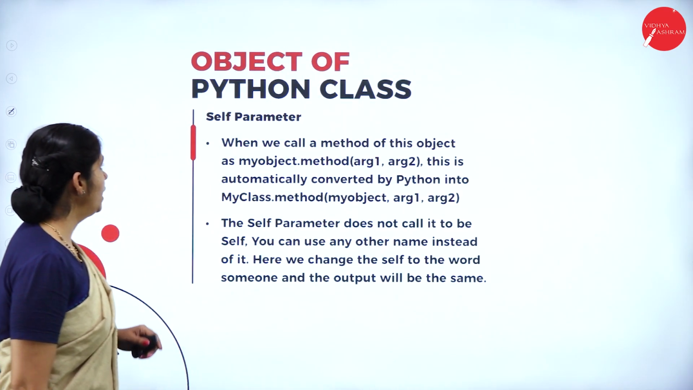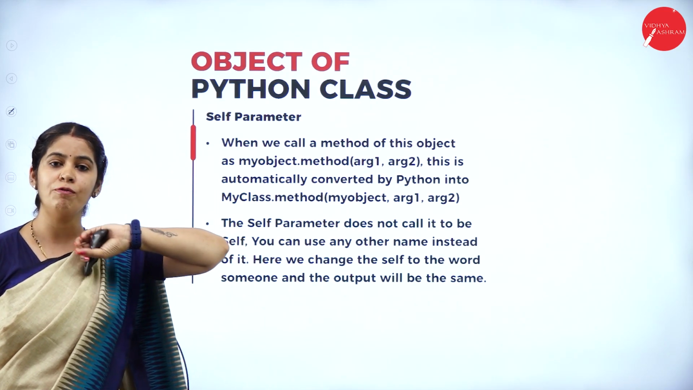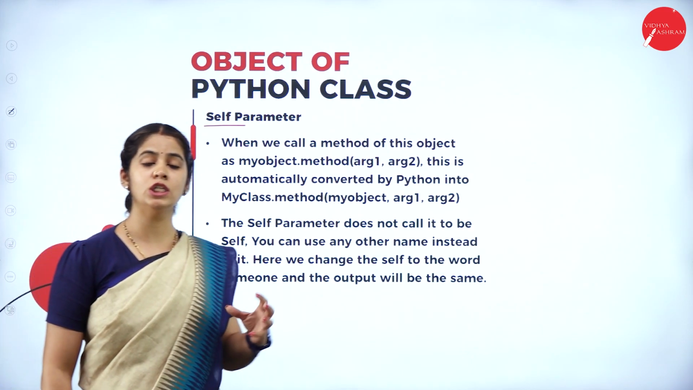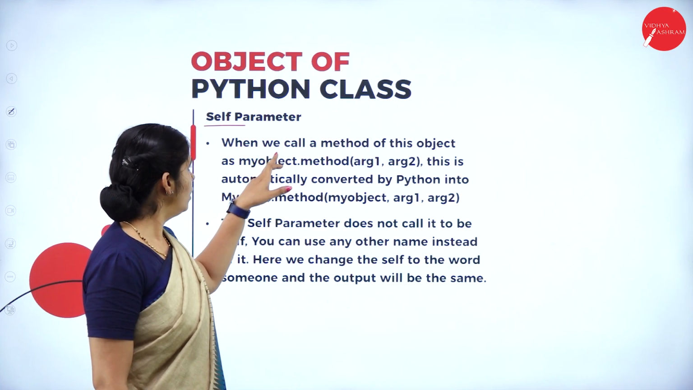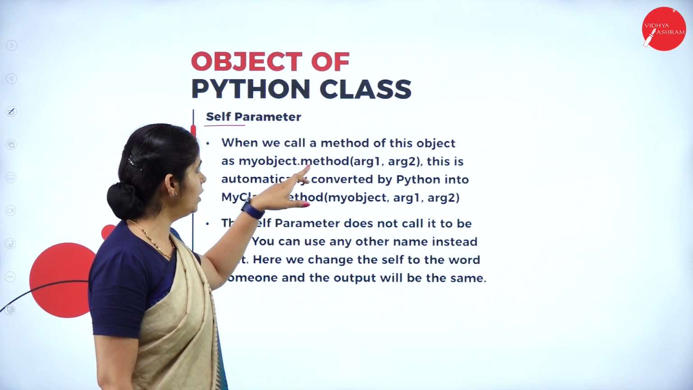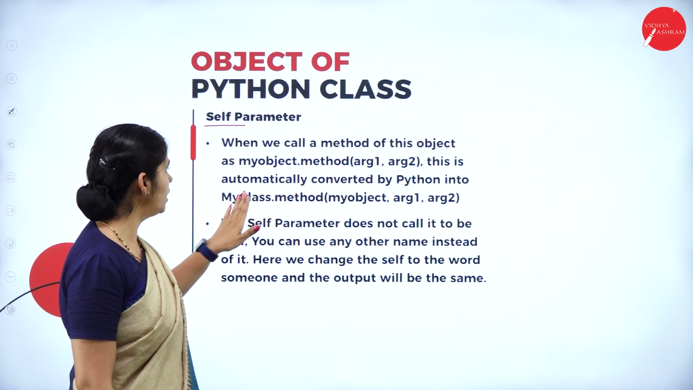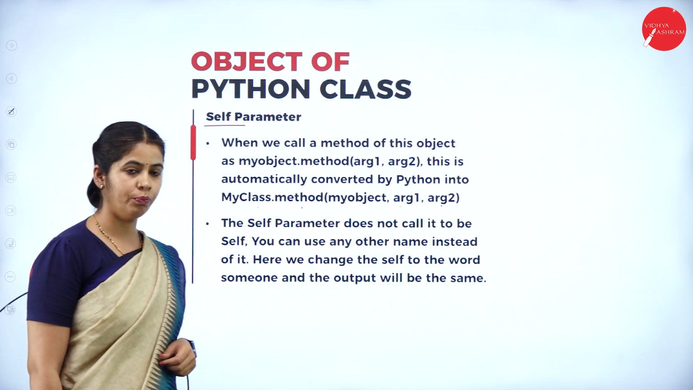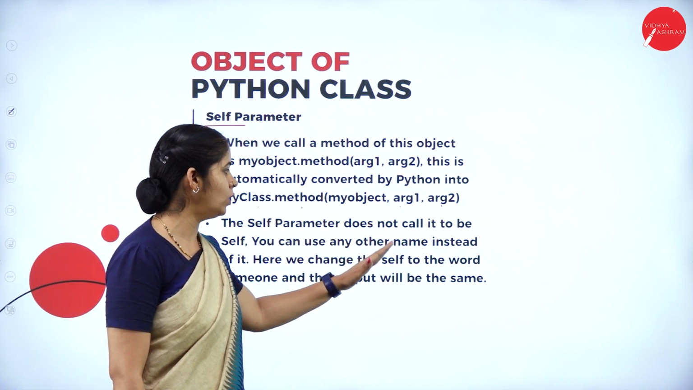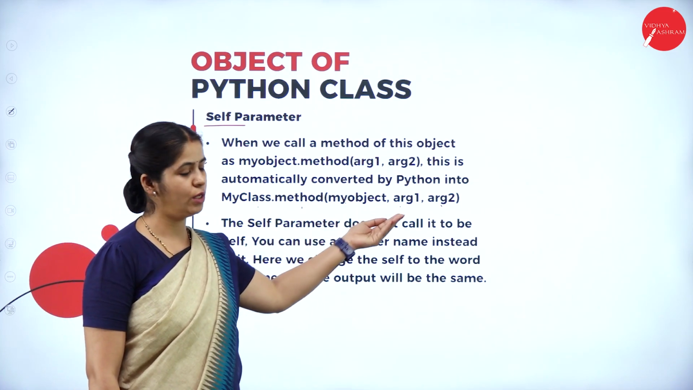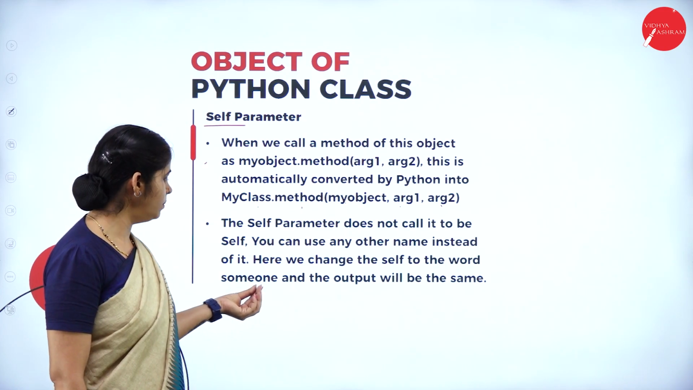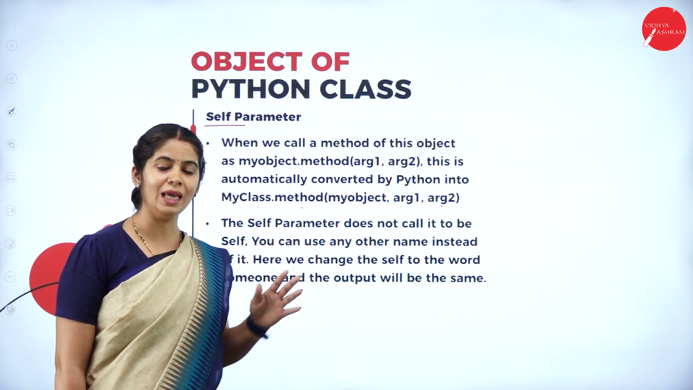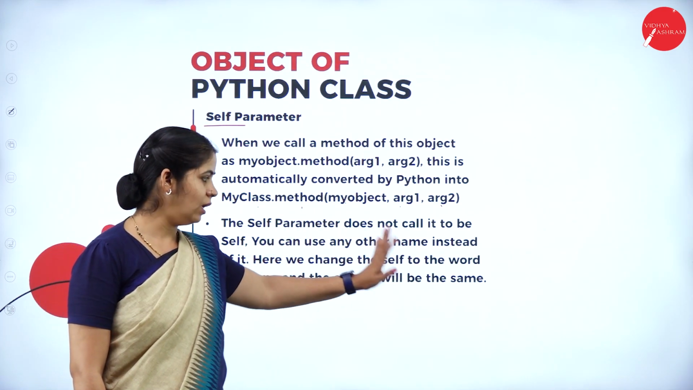Objects of the Python class have one specified thing, the self parameter. When we are defining a function within the class, we use a self parameter. Why use a self parameter? The self parameter is used to access the attributes of the class. When we call a method on my object with two parameters, self will convert that automatically into my class dot method with the object and attribute values. So that's why we are using the self parameter. The self parameter does not have to be called self. You can use any other name instead of self. Here we change self into another word and the output will be the same. Most of the time we use self because we are referring to the object itself. You can use another word also.